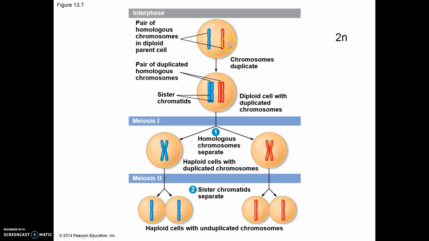So again, here we have 2N. When we go through interphase, we will end up with 4N until we go through that first division. That will bring us back down to 2N, and then finally down to 1N.